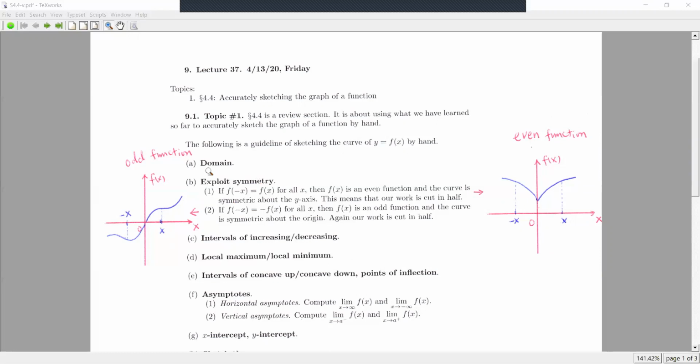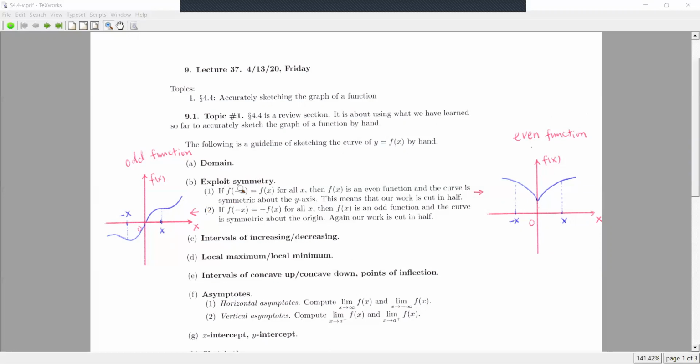Step 1. Determine the domain of the function. Why? Because outside the domain, the function has no graph. Only within the domain, the function has a graph. So, step 1, determine the domain of the function.